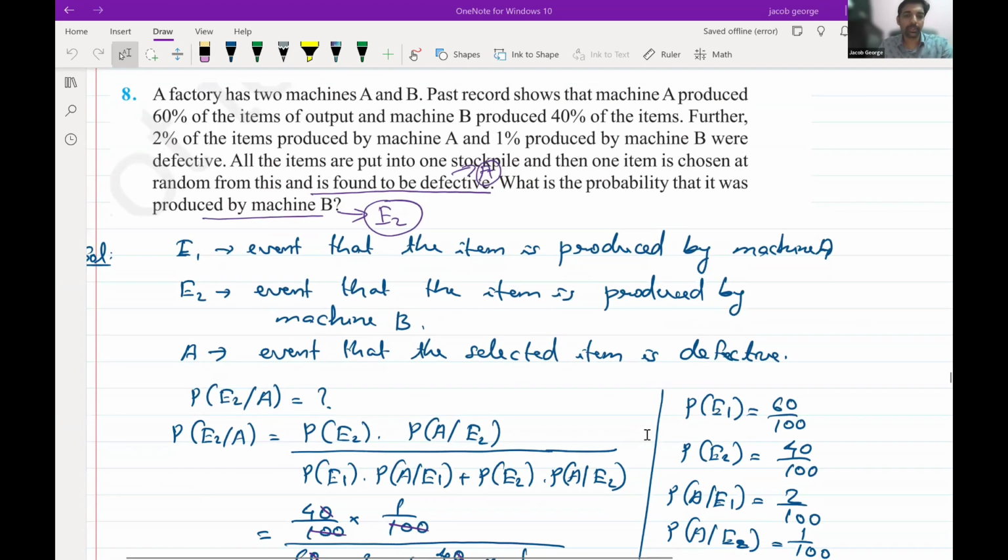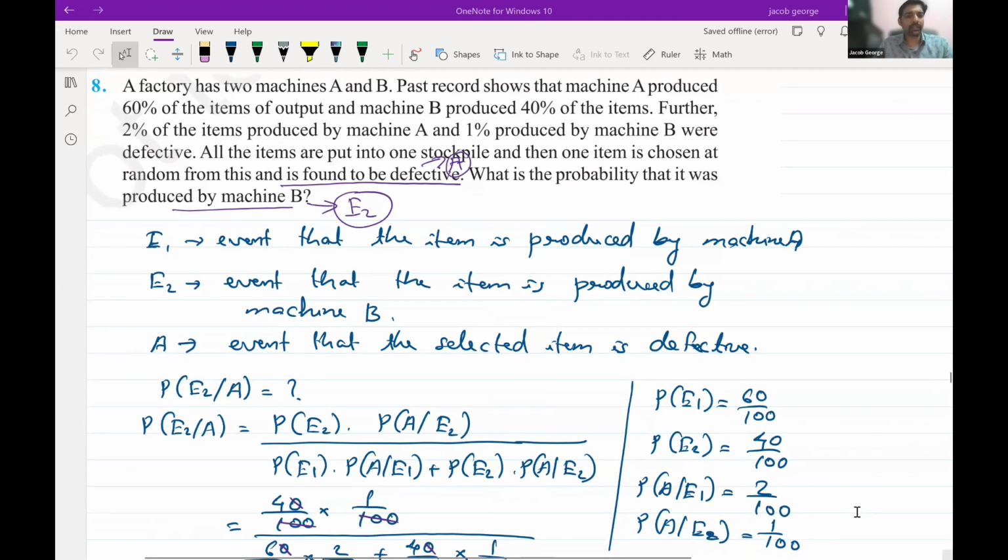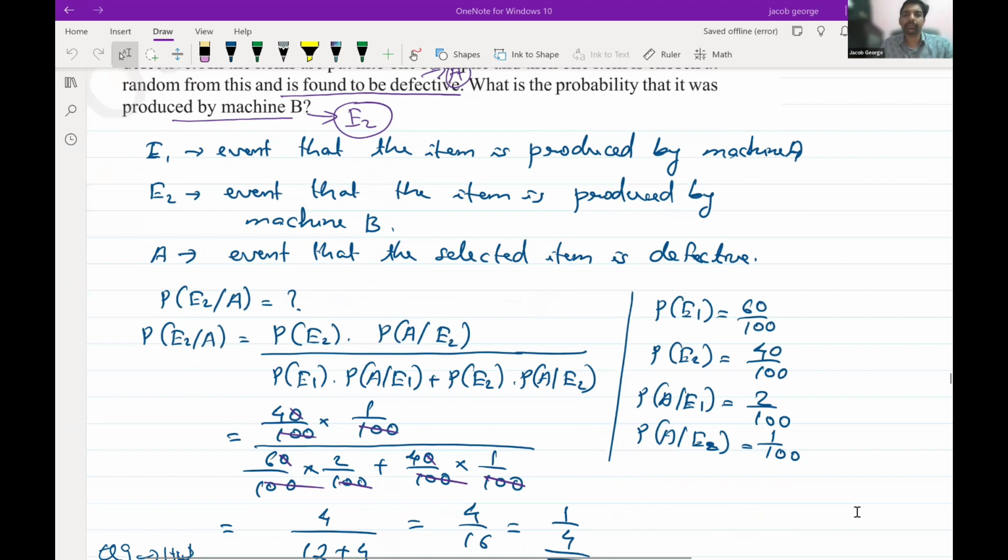Okay, now I hope you all understood the pattern. Clear, right? E1, E2, capital A. In every question we have to write these 3 things. Now P of E1 is 60 by 100. P of E2 is 40 by 100. P of A given E1 means the selected item is defective, given that it is from machine A. So 2% from machine A are defective, so that is 2 by 100. P of A given E2: 1% means 1 by 100. Then you will write down that formula and substitute. Clear? This is question number 8.